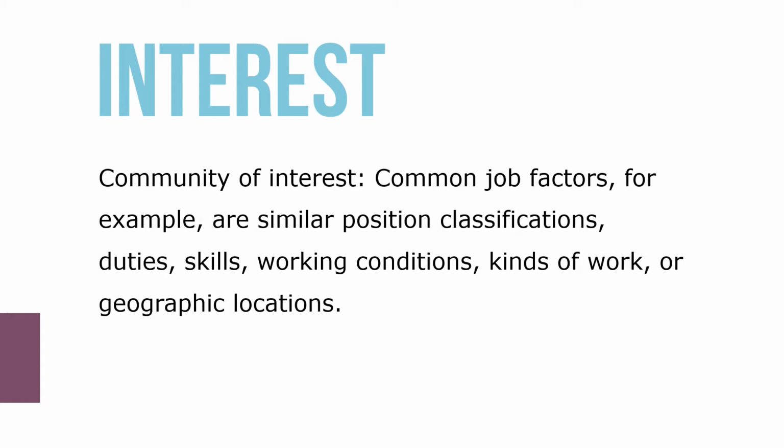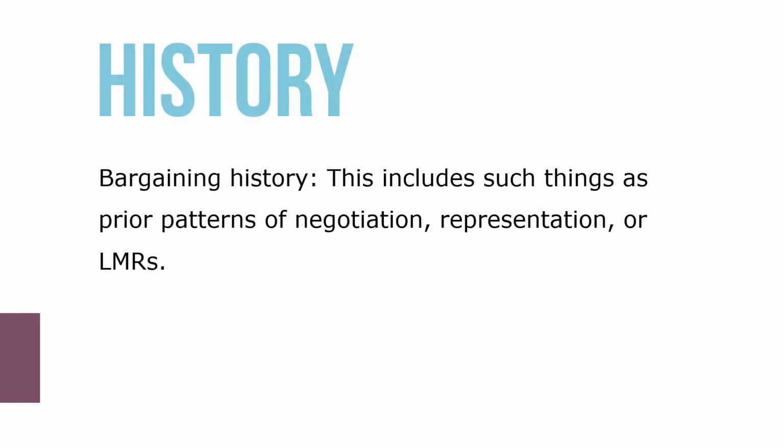Community of interest. Common job factors, for example, are similar position classifications, duties, skills, working conditions, kinds of work, or geographic locations. Bargaining history. This includes such things as prior patterns of negotiation, representation, or labor management relations.